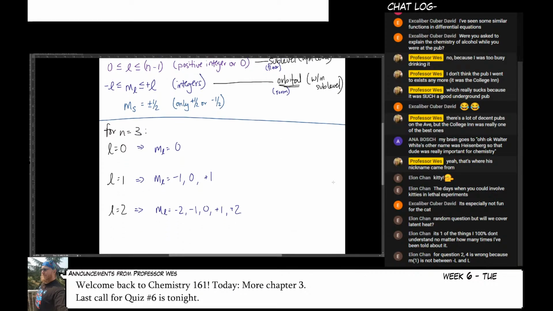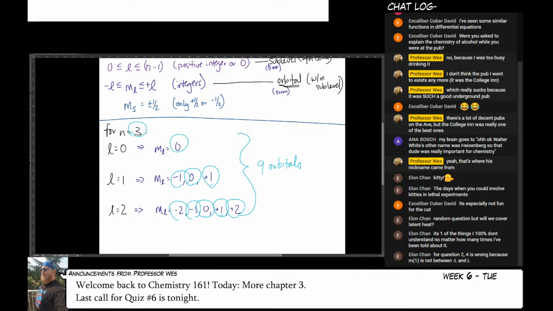All right, how many orbitals are there? How many things can I circle? Let's see here. 1, 2, 3, 4, 5, 6, 7, 8, 9. And that checks out because n squared is 9. So there should be 9 orbitals, and there totally are. So our expectation matched with the outcome.